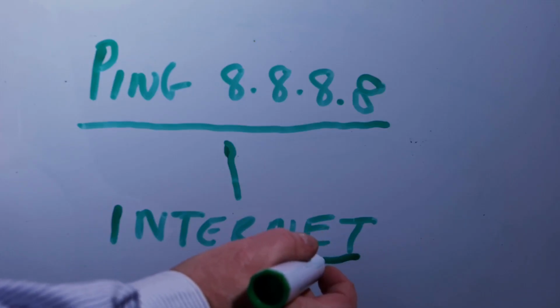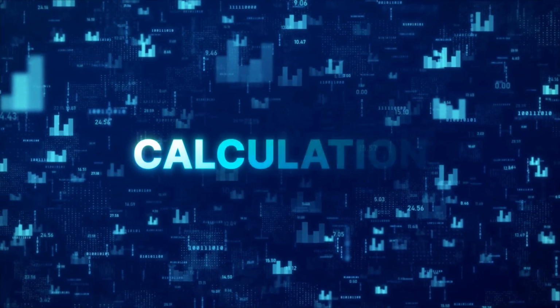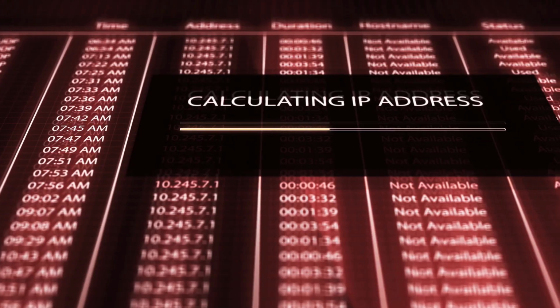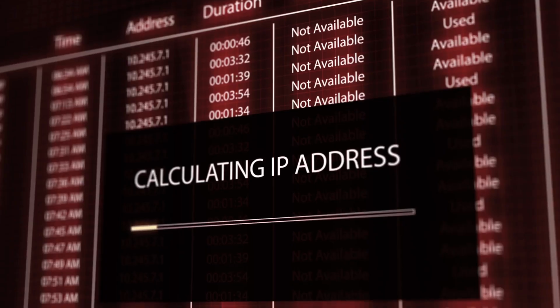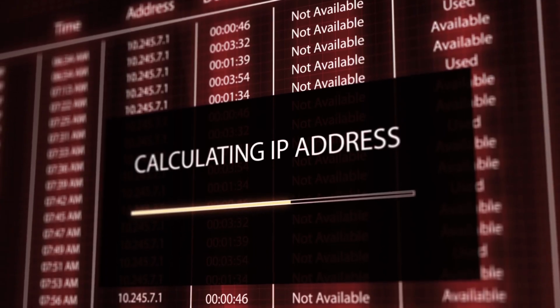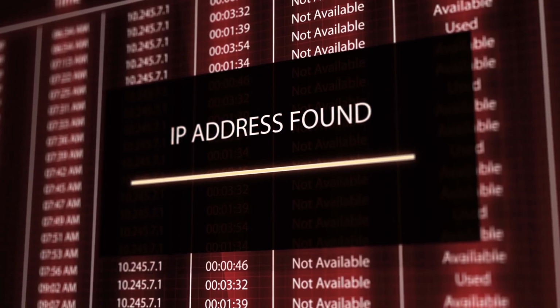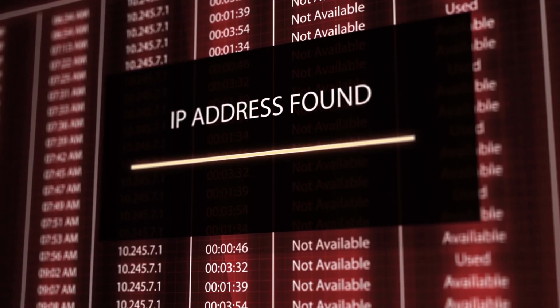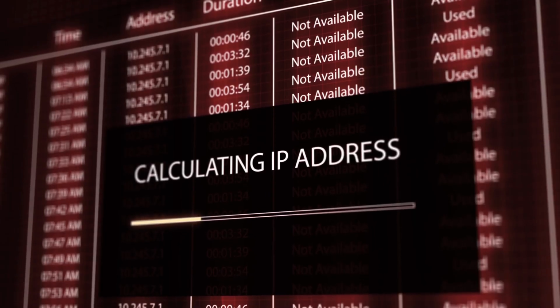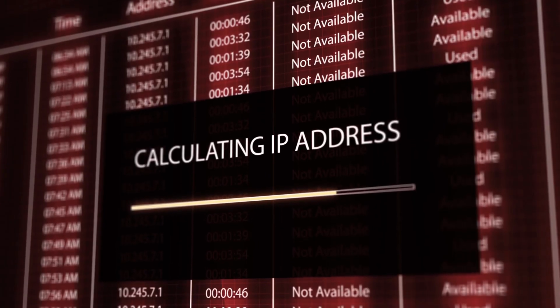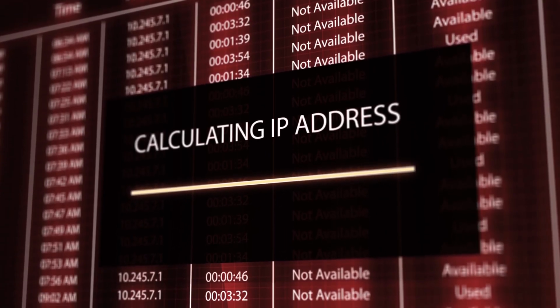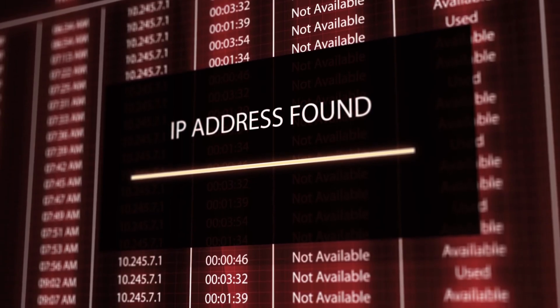Let's subnet. We need 4 networks from 192.168.1.0/24. We need 2 extra bits for 4 subnets, so /24 becomes /26. Result, 4 subnets, each with 62 usable hosts. Remember, 2 addresses are always reserved. Quick check, 64 addresses per subnet minus network and broadcast equals 62 hosts.